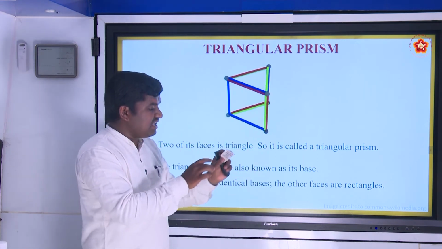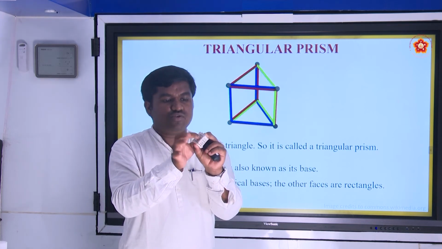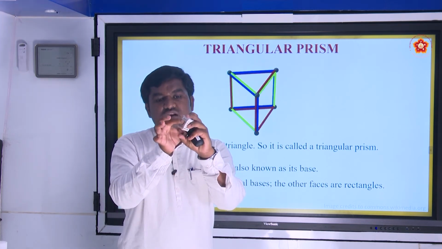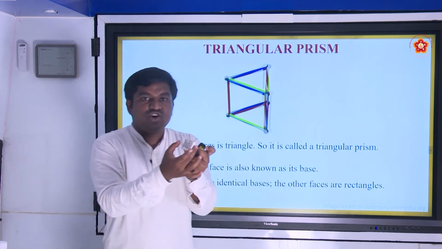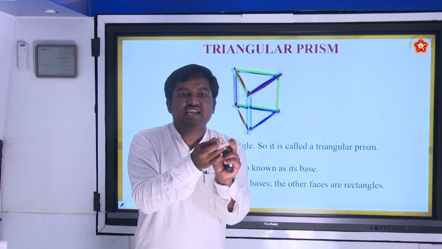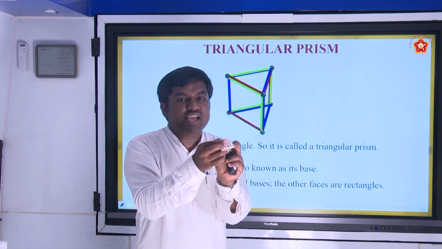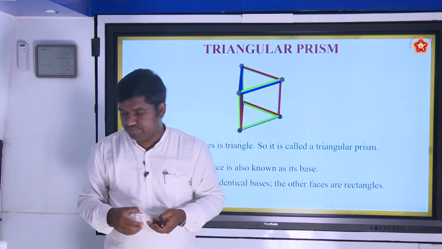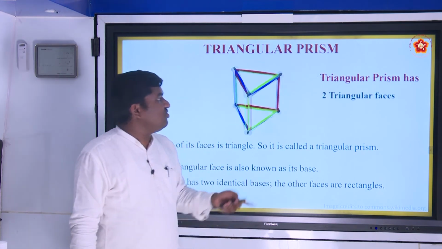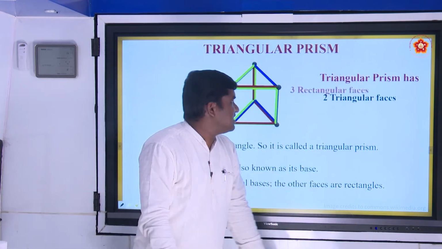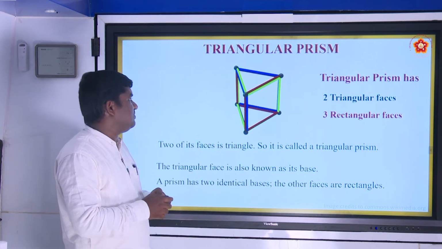So here a total of 5 faces are there. See, 1, 2, 3, top one, bottom one. Total 5 faces. Among those, 2 are triangular in shape and 3 are rectangular in shape. So a triangular prism has 2 triangular faces and 3 rectangular faces.